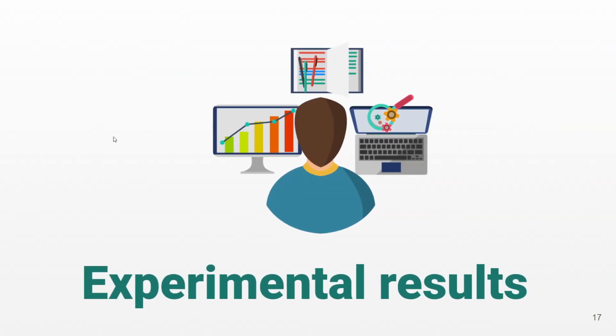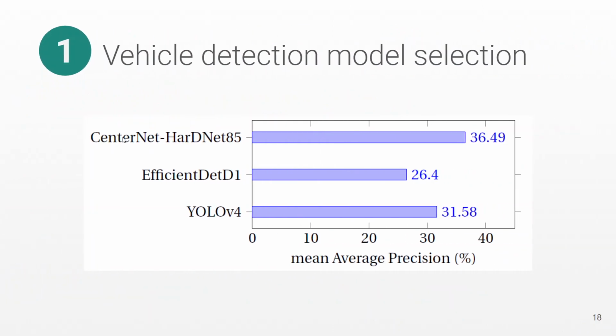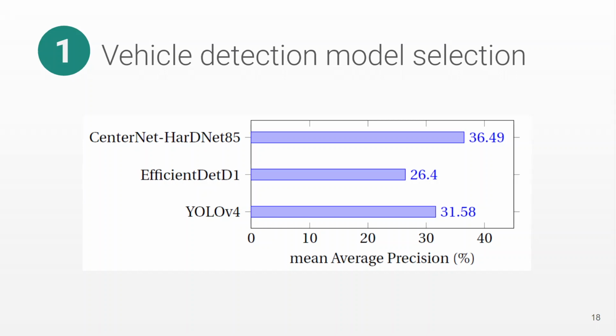So let's discuss the experimental results. The first experiment is vehicle detection model selection. In this experiment, we tested 3 models on our dataset: CenterNet HardNet 85, EfficientDet D1, and YOLO V4. The results showed that CenterNet HardNet 85 has the best mean average precision, so we selected that model for vehicle detection.